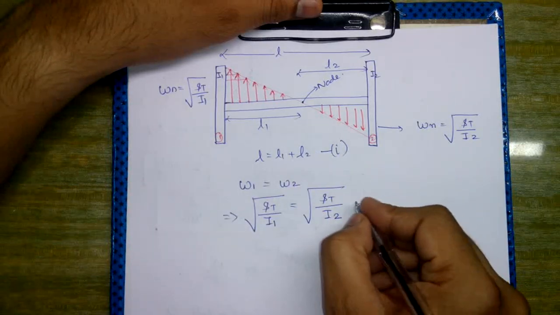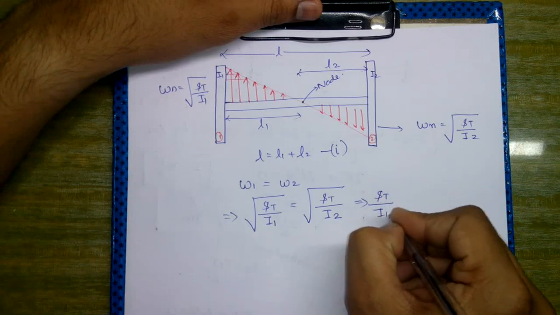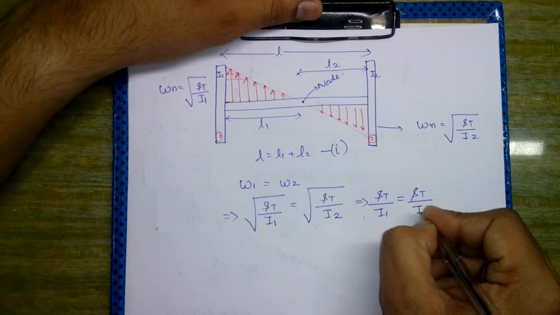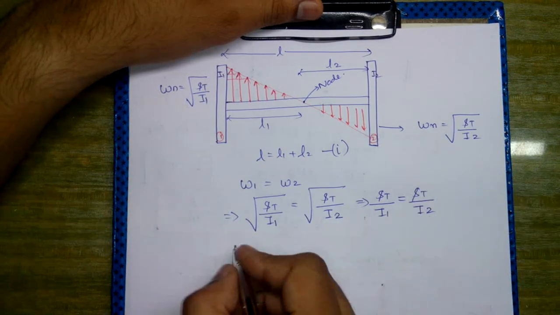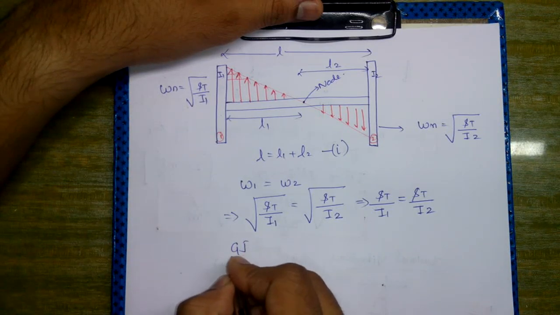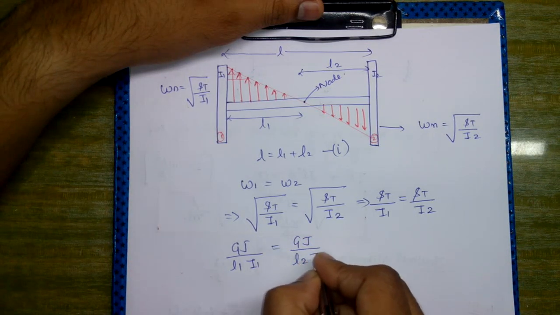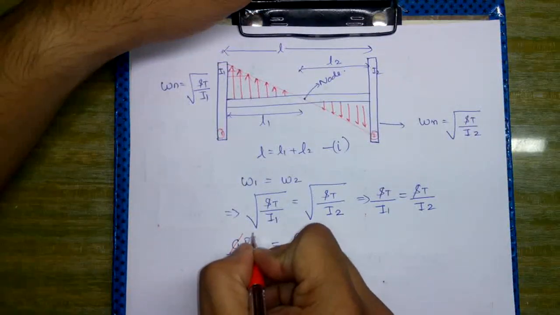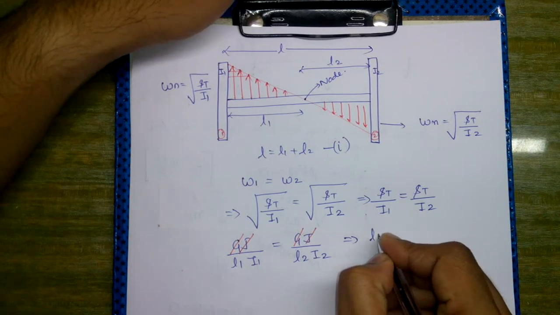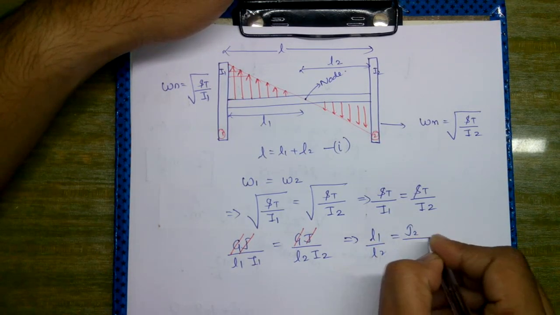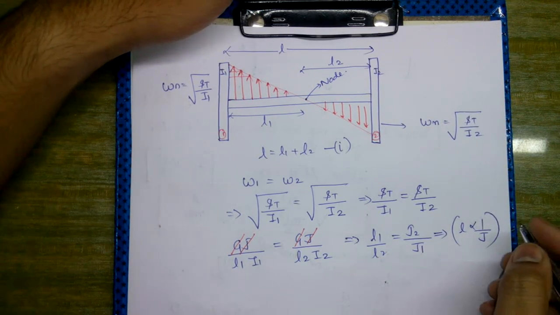So we will square these, squaring on both the sides, you will get St upon I1 is equal to St upon I2, and I have already told you that St is the torsional stiffness, that is GJ upon L. So we can write GJ upon L1 I1 is equal to GJ upon L2 I2. So G will cancel out. What we have obtained here is L1 upon L2 is equal to J2 upon J1. It simply implies that length is inversely proportional to J.